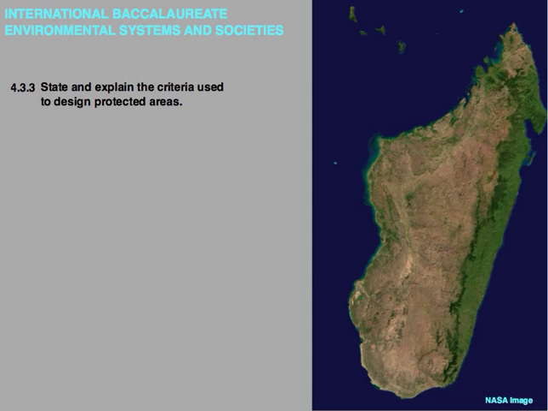Welcome again. Today we consider topic 4.3.3. State and explain the criteria used to design protected areas.